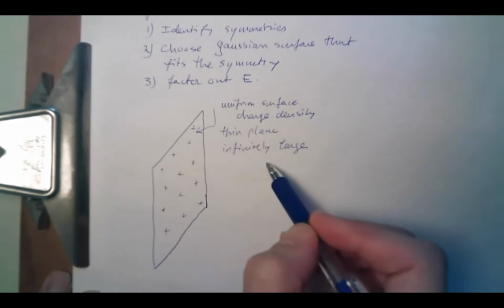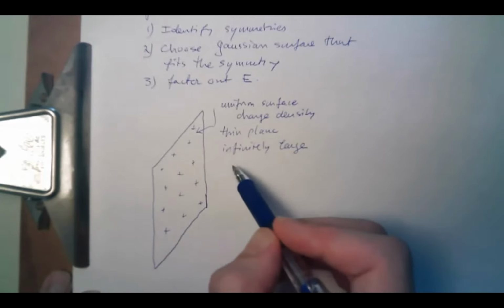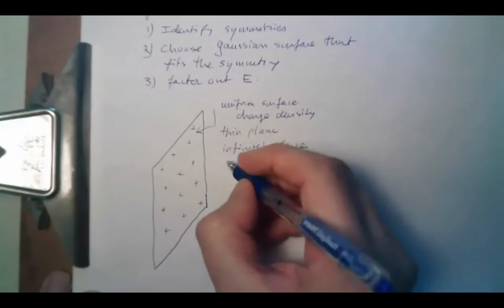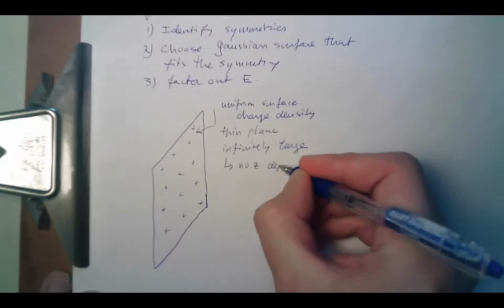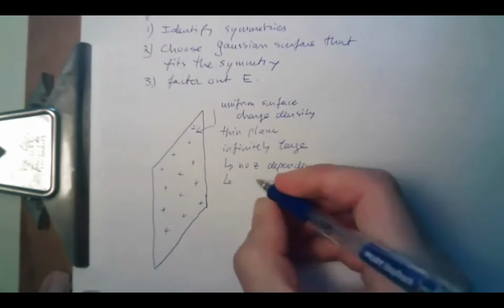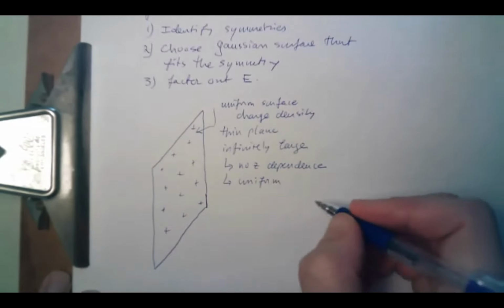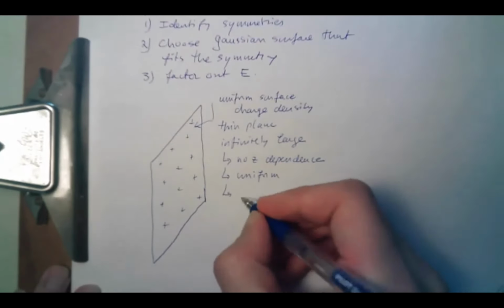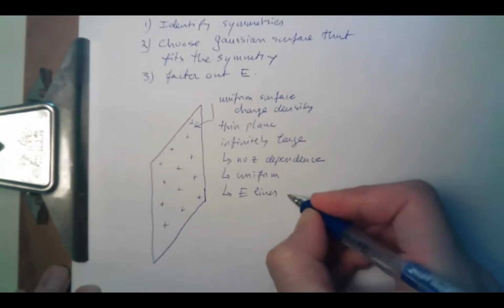And if it is independent of z, that means that whatever field lines we're going to find here will always be parallel. So infinitely large, that means no z dependence. And therefore, the field is going to be uniform. And if it's uniform, that means that the E lines are all parallel.